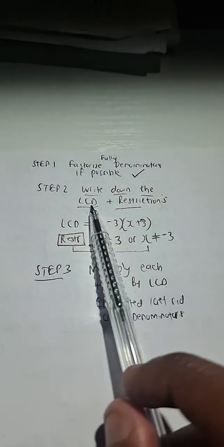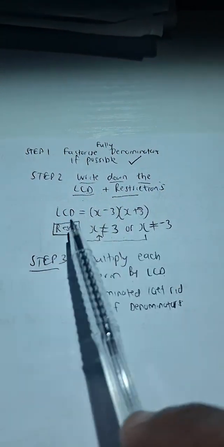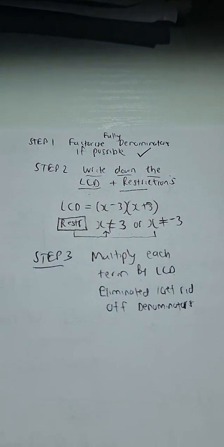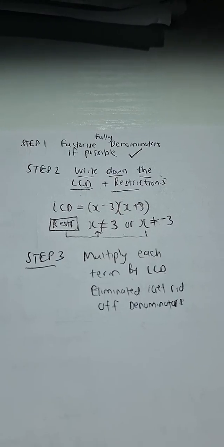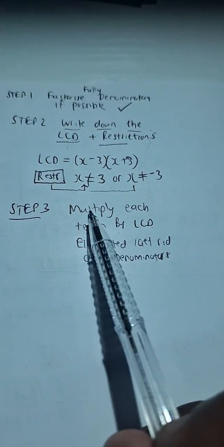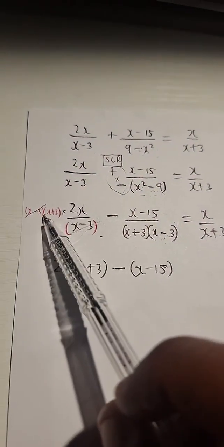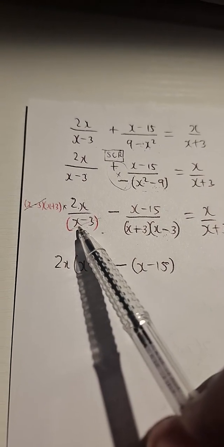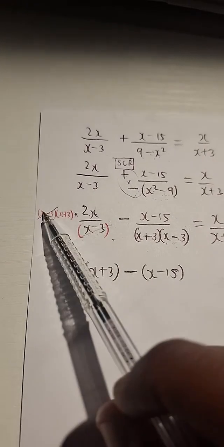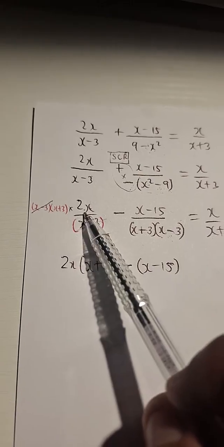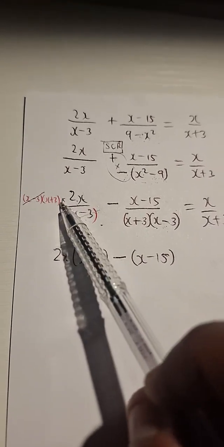Now, after that, we write down the LCD and the restriction. You remember I said the restriction, even if you didn't think it's important in the past, now I'm sure you see it is. Then step 3, multiply each term by the LCD to eliminate or get rid of the denominators. So I take the LCD and play the cancellation game. Who gets cancelled? You and you. We don't like you anymore. Who gets left behind? x plus 3 in the numerator. So we say 2x times x plus 3.